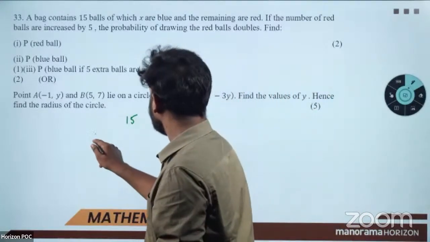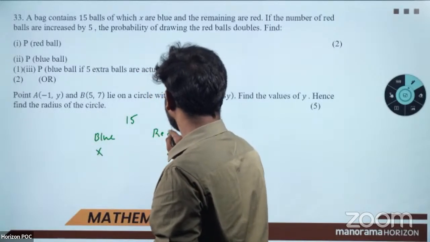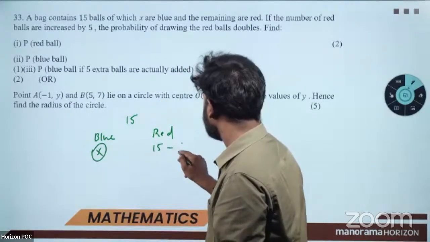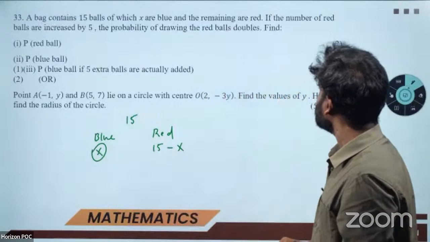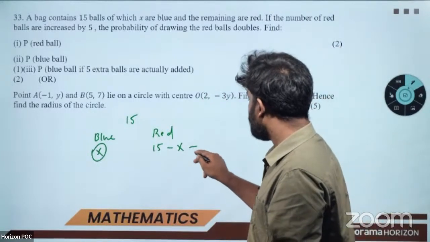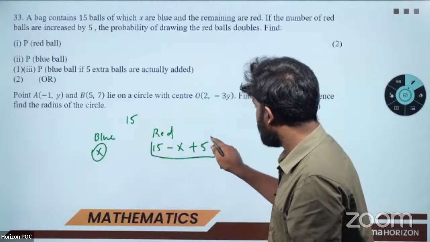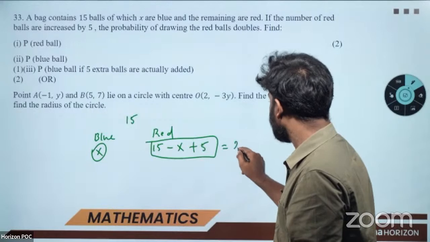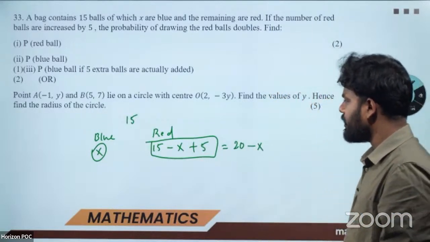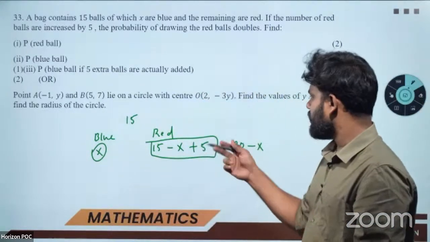So 15 balls are there, of which X are blue and the remaining are red. So how many blue balls are there? X blue balls. Remaining are red. If X balls are blue, the remaining will be 15 minus X, right? If the number of red balls is increased by 5, I am putting 5 more red balls. So what is the total number of red balls? 15 minus X plus 5, that is 20 minus X. The red balls count is 20 minus X. Blue balls is X.